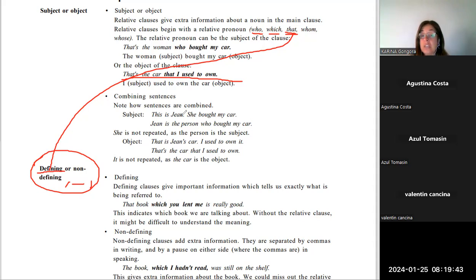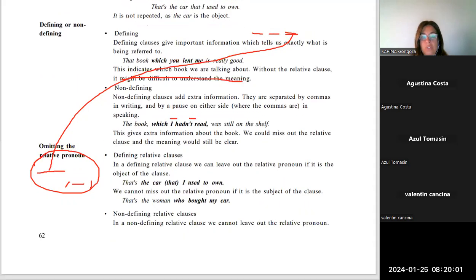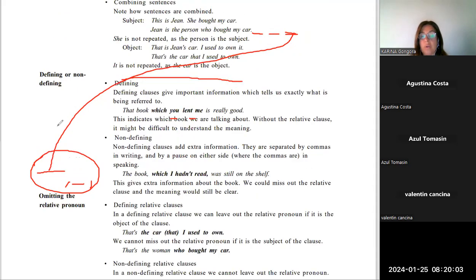This is Jean. She bought my car. Jean is the person who bought my car. So here we have the coincidence, right? This is the link between one sentence and the other. Well, we're going to advance because I wanted to do exercises. So here you have defining or non-defining relative clause. I will erase this.